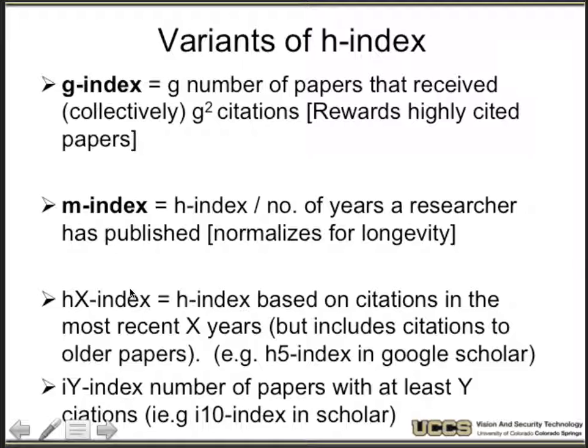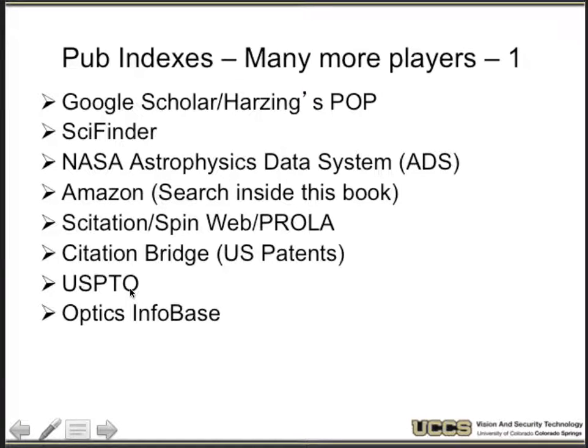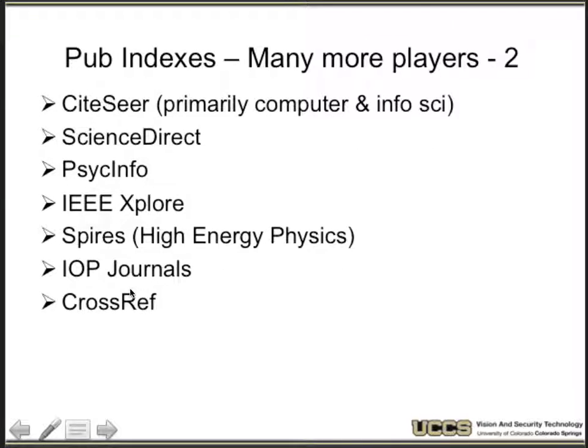So these give you some indices. There's various other small places where you can both find papers and citations. So we've already mentioned Google Scholar. There's things like SciFinder, NASA's Astrophysics Data System. Amazon, obviously, oddly enough, can tell you a lot about books, if you're looking for citations in books. Citations, SpinWeb, and Prola. The Citation Bridge, which is really more about citing patents. In Google Scholar, you can toggle on and off patents. The USPTO can also tell you how many patents have been cited and what they were cited by. There's also Optics Infobase. These have a bunch of papers, so they're actually repositories as well.